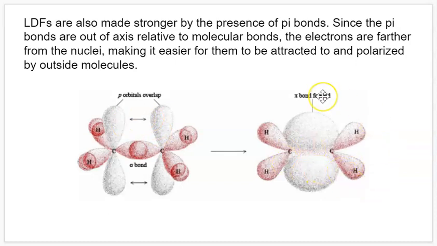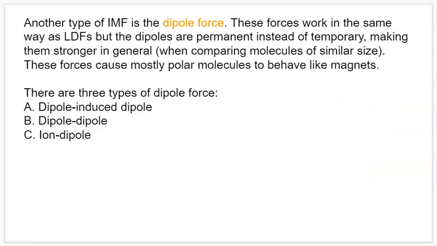And having more pi bonds makes London dispersion forces stronger because these electrons are technically farther away from the nucleus and therefore less attracted to the nucleus. And then it makes them more probable to be polarized by outside molecules coming in contact or bumping into this substance. So let's move on to the dipole forces.